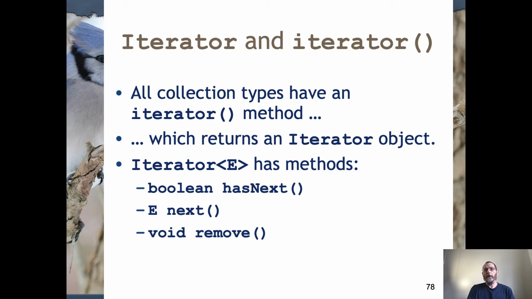In this video we're going to consider three methods that the iterator type provides. The first method is called hasNext. It takes no parameters and returns a Boolean value. The second method is called next, which again takes no parameters and returns an object of type E, where E is the type of the object stored within the collection that the iterator is going to operate over. And finally, the third method is called remove, which again takes no parameters and does not return a result.